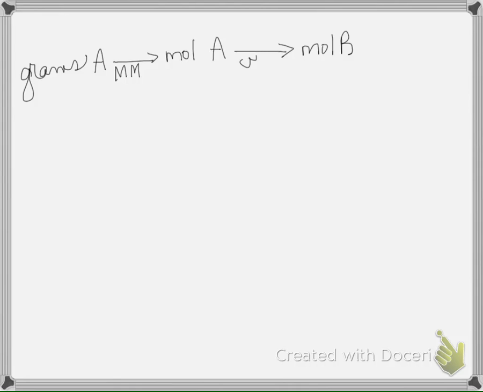You're going to use your coefficients. And then ultimately, we could figure out grams of that. How do I go back from moles of that one to grams? I've got to use my molar mass again, but this time I'm going to multiply by the molar mass instead of divide.